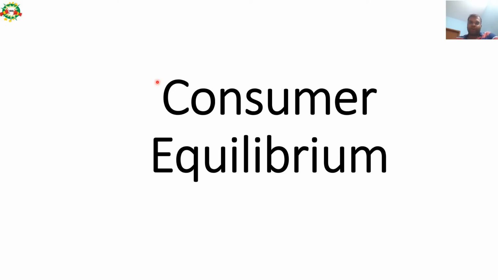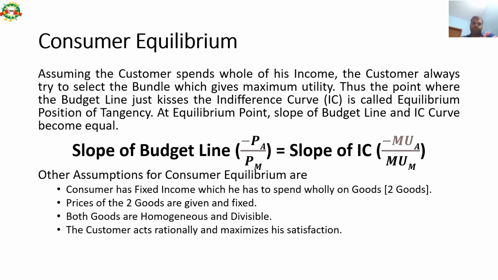The next important topic is consumer equilibrium. Consumer equilibrium is nothing but, assuming the customer spends the whole of his income, the customer always tries to select the bundle which gives maximum utility. Thus the point where the budget line just kisses the indifference curve is called the equilibrium position of tangency.